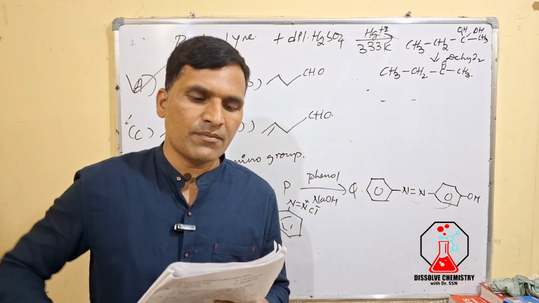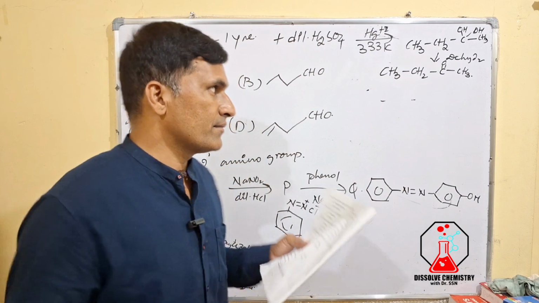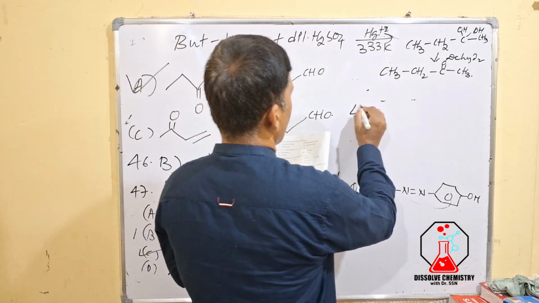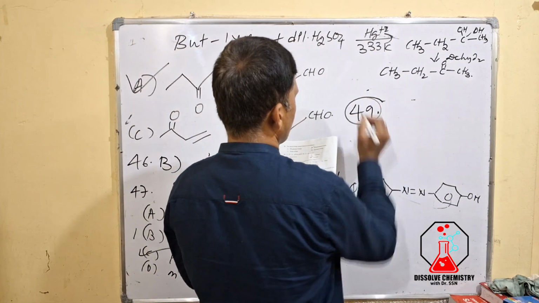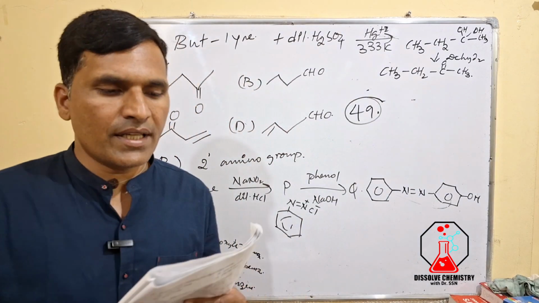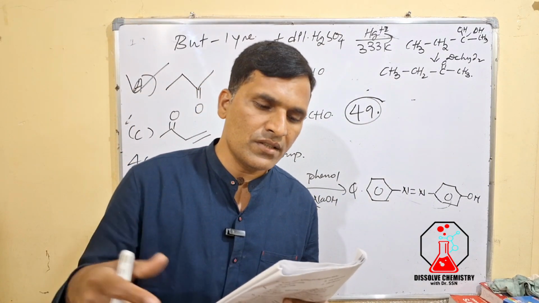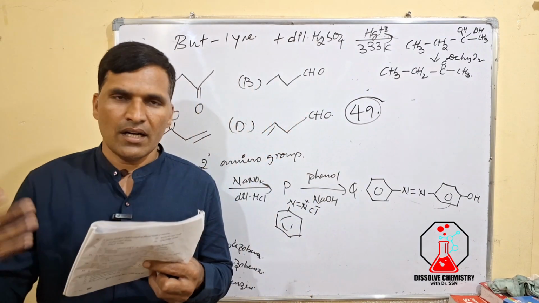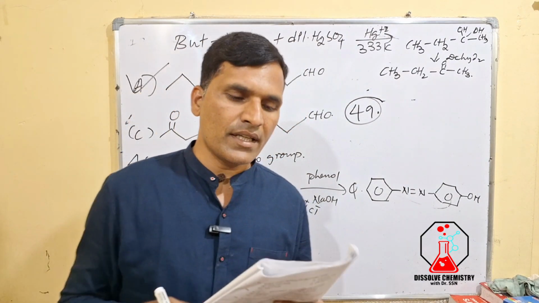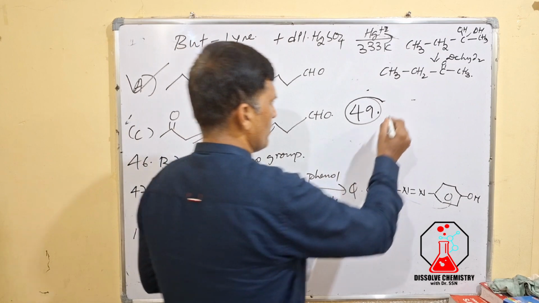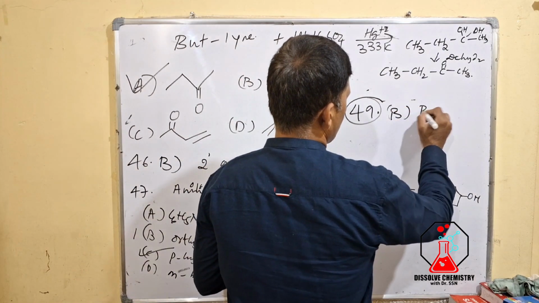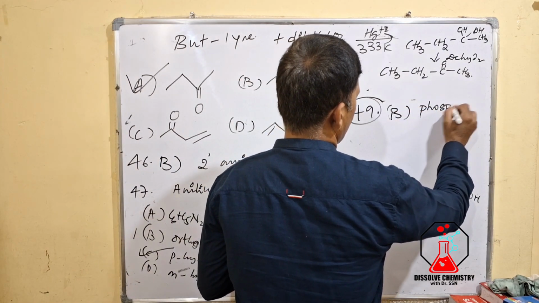The next question, 49th question. The type of linkage present between nucleotides is: phosphoester linkage, phosphodiester linkage, amide linkage, glycosidic linkage. Your right option is B option, that is phosphodiester linkage.